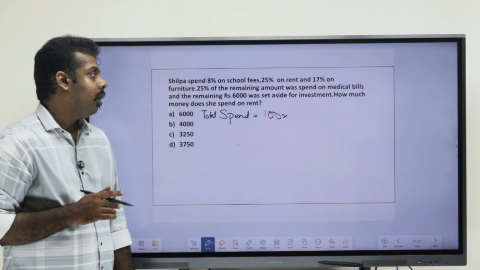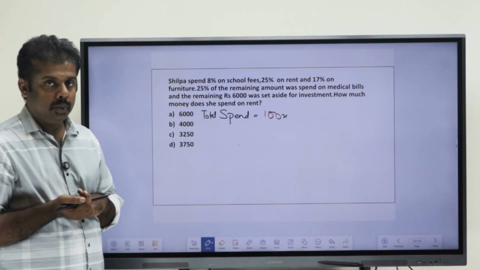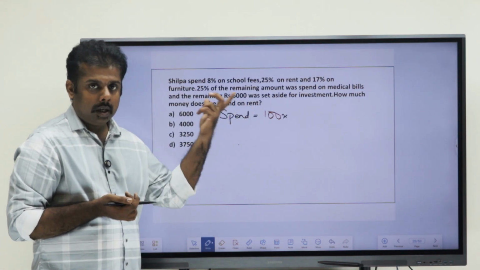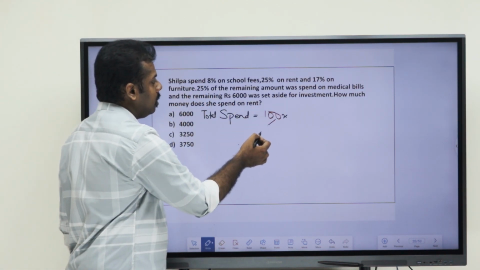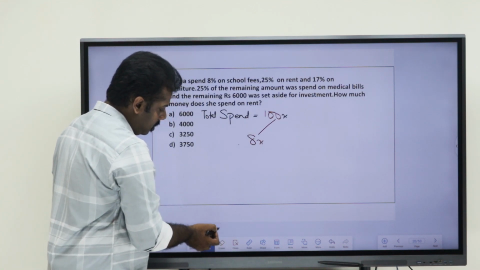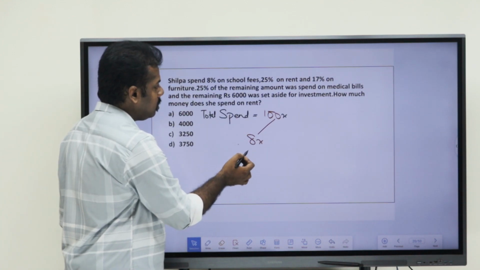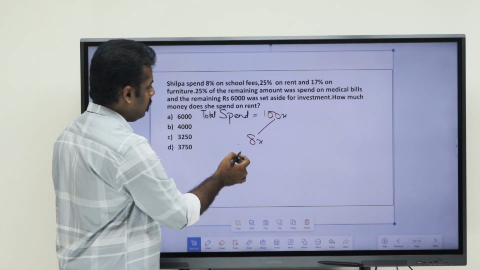Now, the first point says that she has spent 8% on school fees. If her total spending is 100x, 8% is easy. That is 8x. This she has spent on school fees.